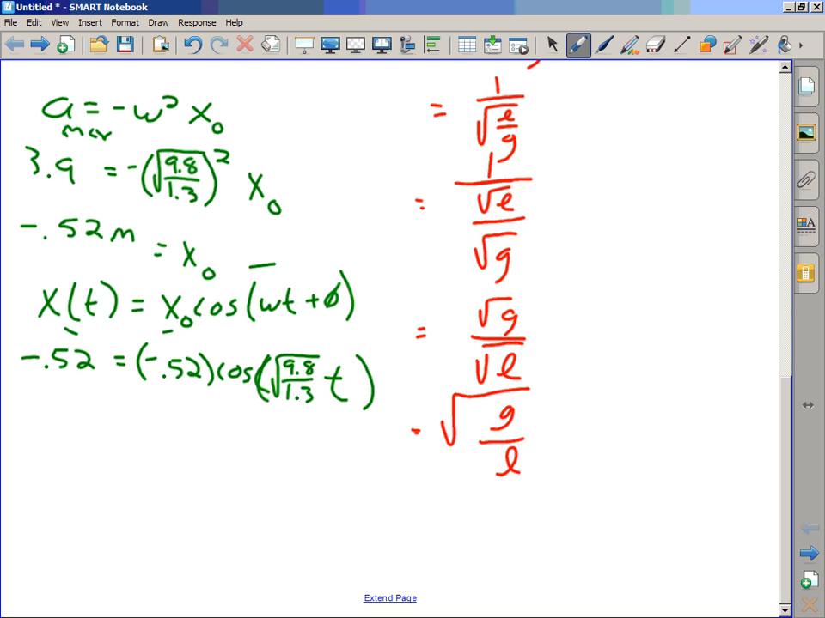This cosine idea has to come out to be cosine of something that has to end up equaling what? 1. That cosine of whatever has to end up equaling 1. So we want omega t to end up coming out to be 1, right? So we've got to pick times where we come out to be 1 here.